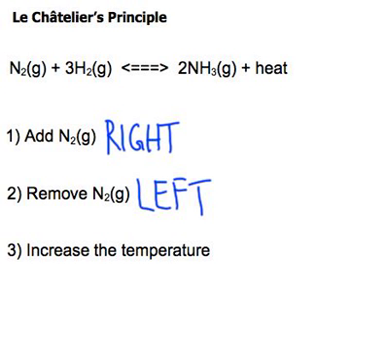If we look at the third stress, it says to increase the temperature. If we notice, this reaction is exothermic, so heat is a product. If I increase the temperature, that means I'm going to have too much heat, so I want to shift away from the heat to use it up. So if I increase the temperature of this reaction, because it's exothermic, this reaction will shift to the left.